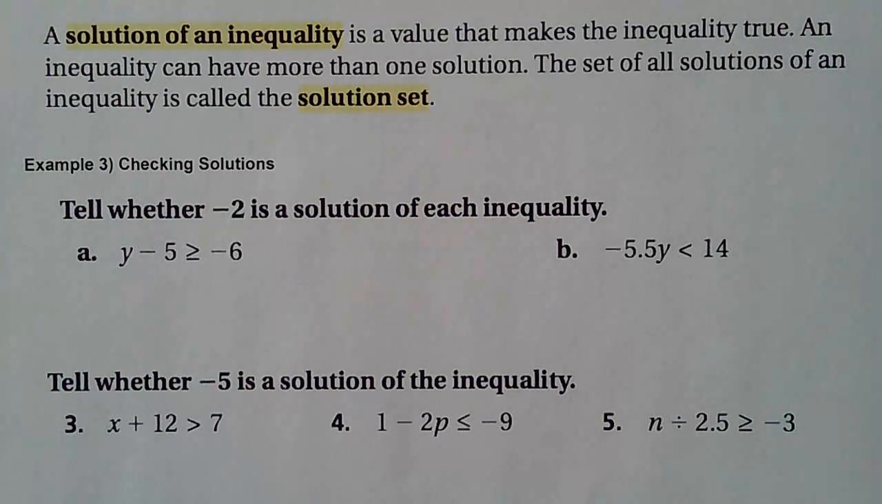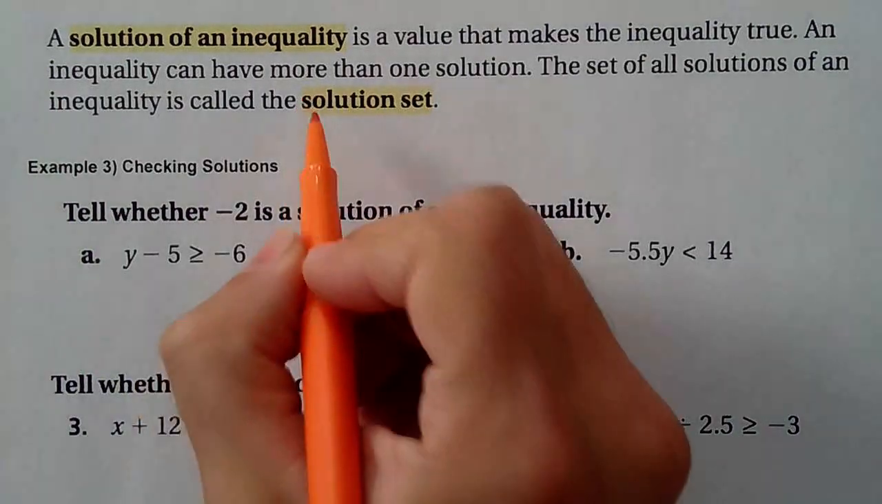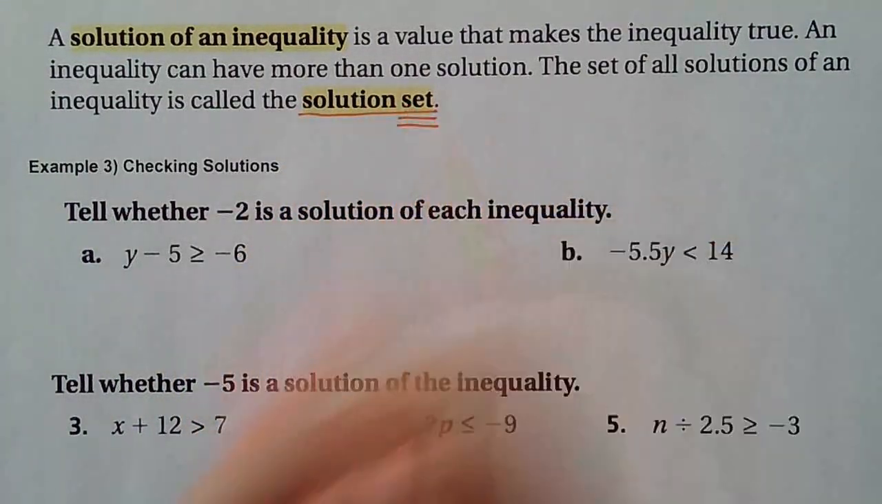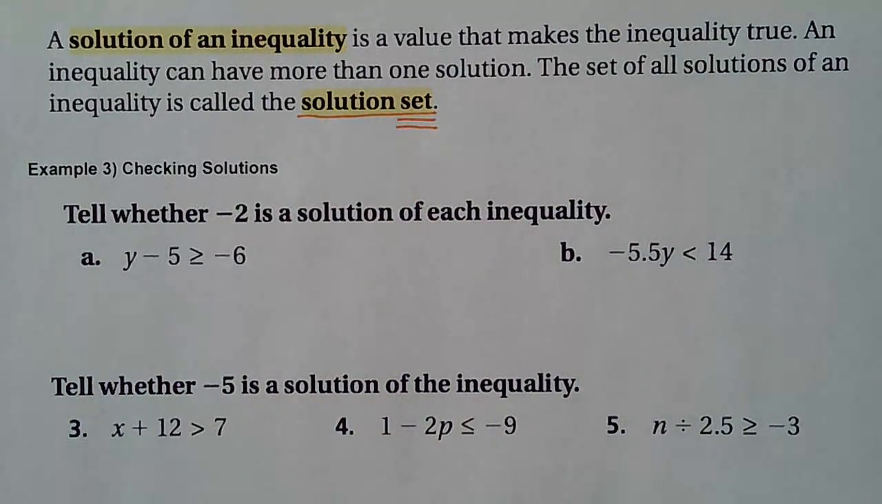An inequality can have more than one solution. The set of all solutions of an inequality is called the solution set. So now instead of dealing with a solution, we're dealing with a solution set. So a group of numbers that satisfy.